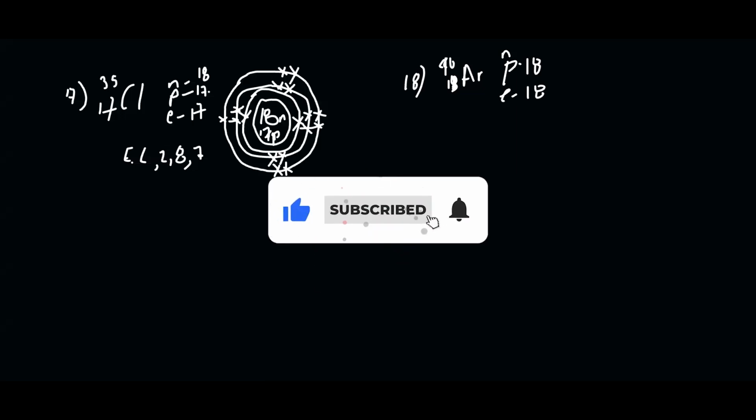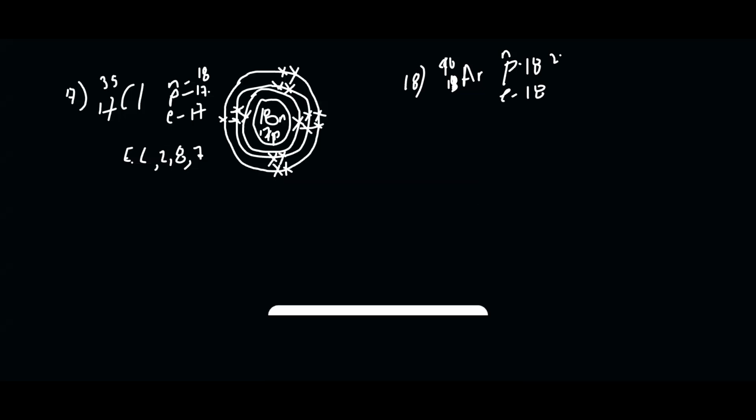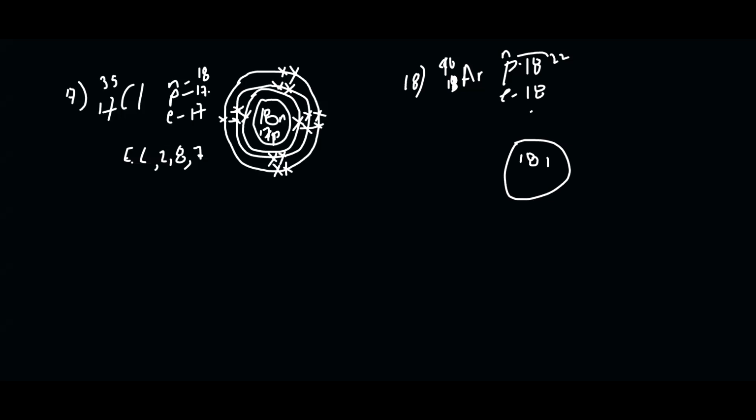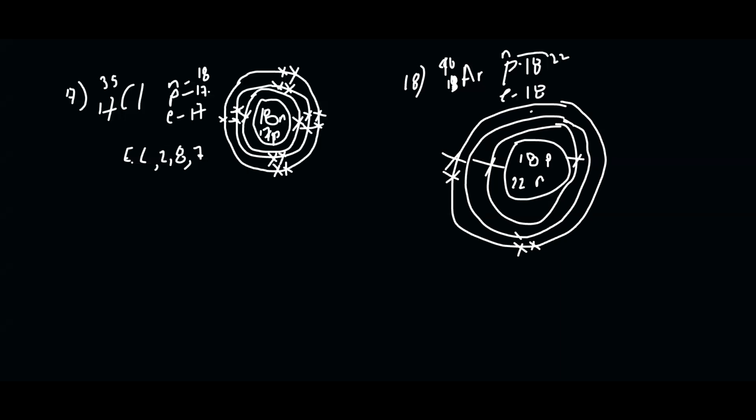Neutron would be 22. Alright, now we're going to draw the structure. So it's 18P, 22N. What would be our EC now? What would be the EC, Morgan?